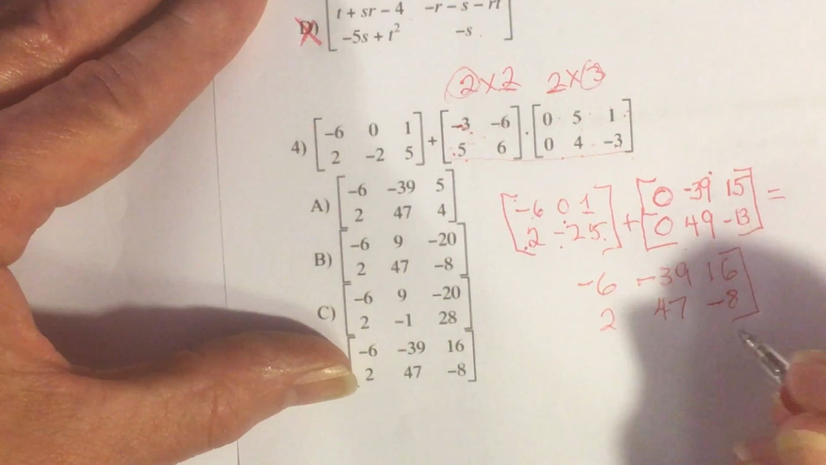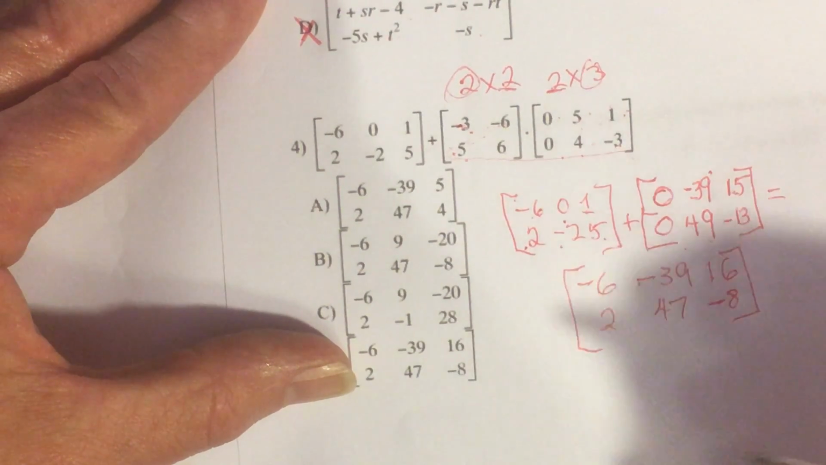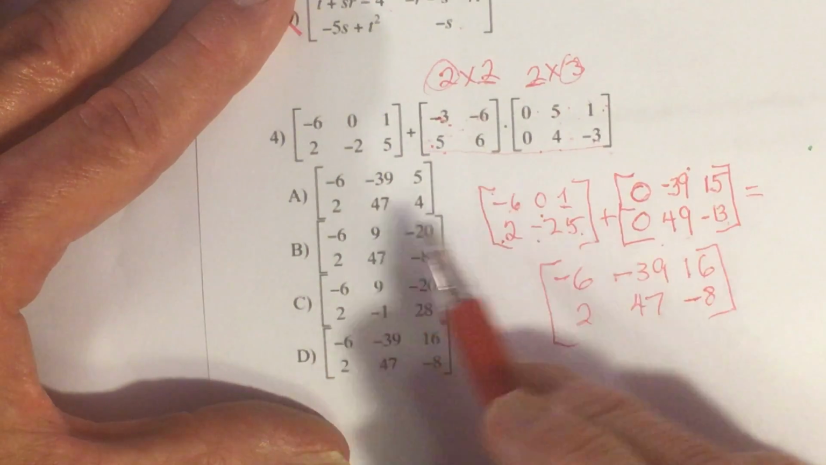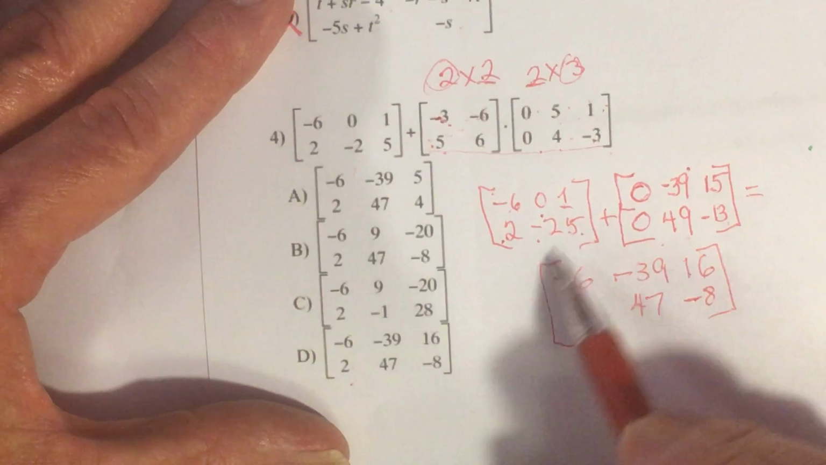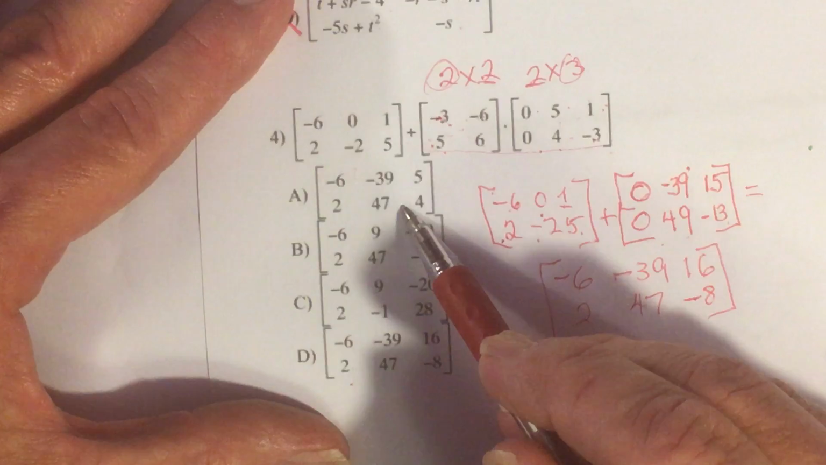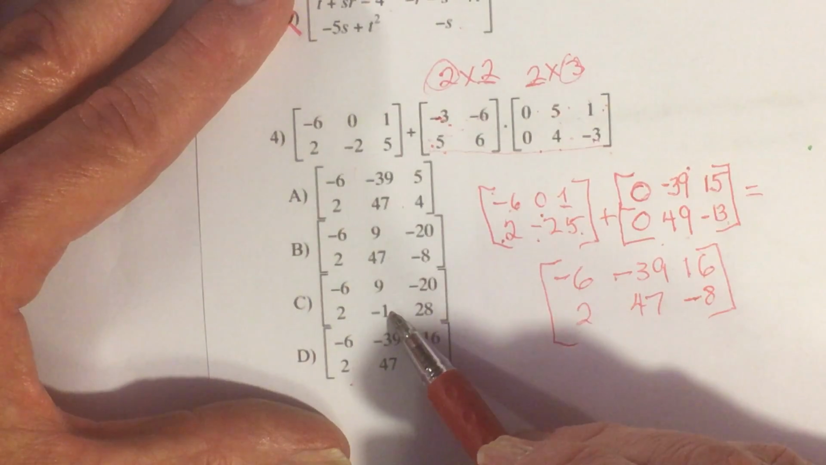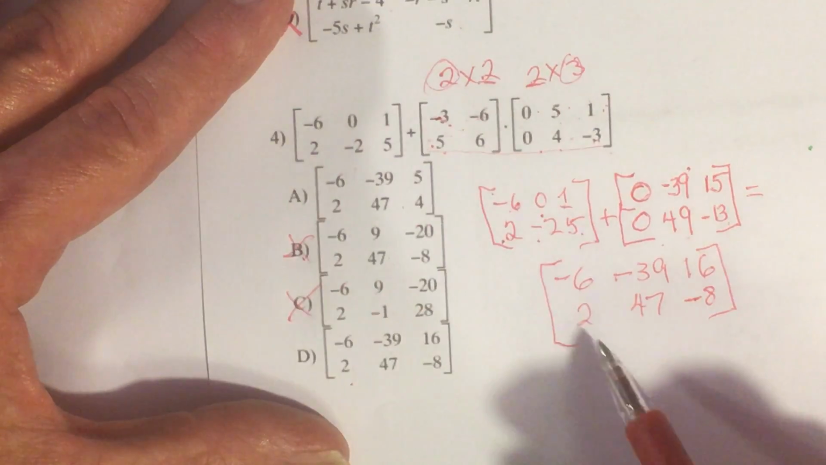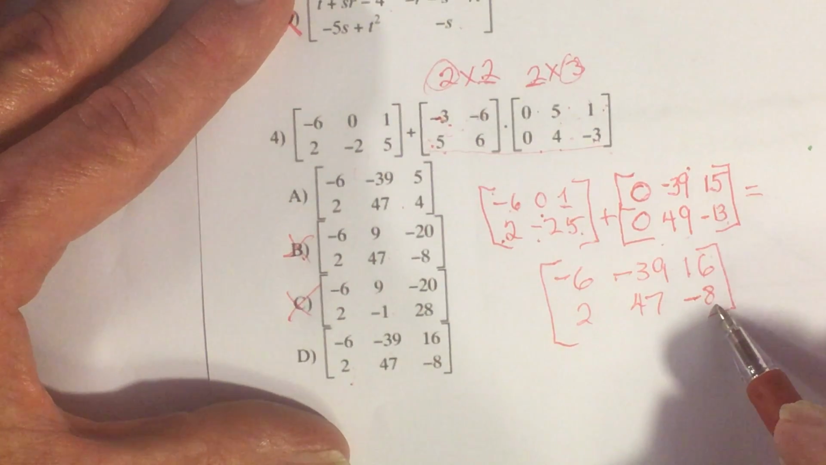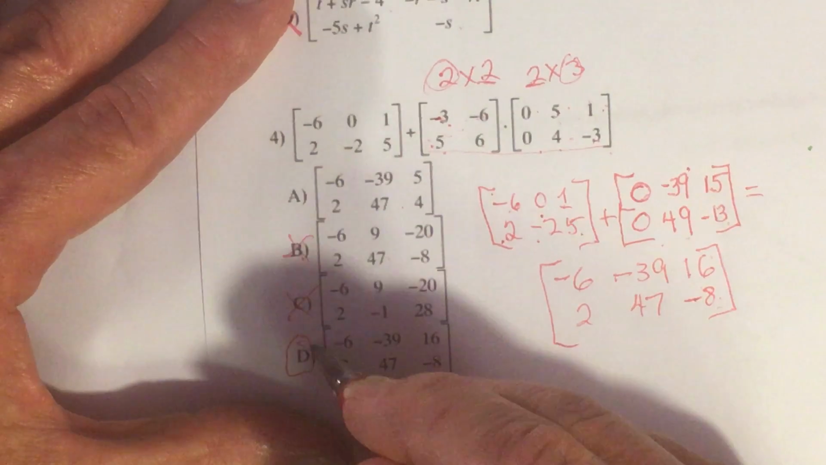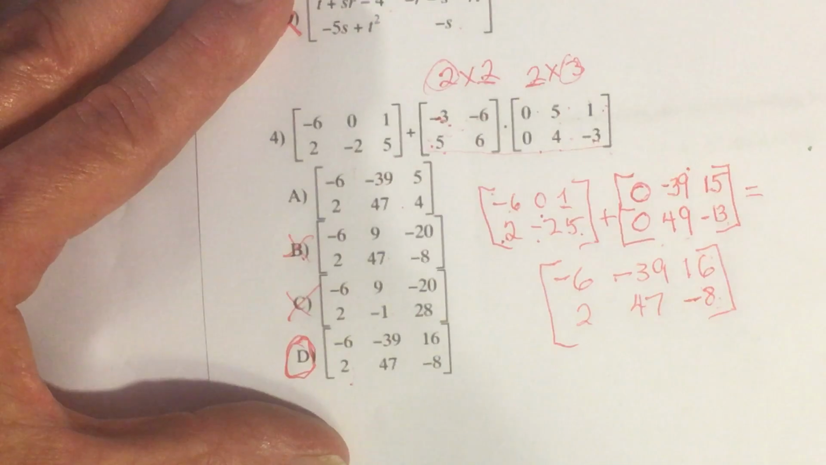If I'm lucky, that will be one of the solutions that's presented to me here. And I hope it is. Negative 6 and 2, they've all got that. Negative 39 and 47, this one has it. This one doesn't. This one doesn't. This one does. So we're going to eliminate these two. And then 6 and negative 8, that's this one right here. And that's the solution to that. So that's how you do the warm-up.